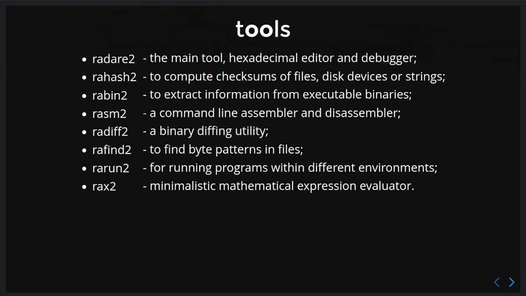Rafind is to find bytes in files. Rarun is for running programs. It's useful when you solve some CTF tasks. And rax is a mathematical expression evaluator.